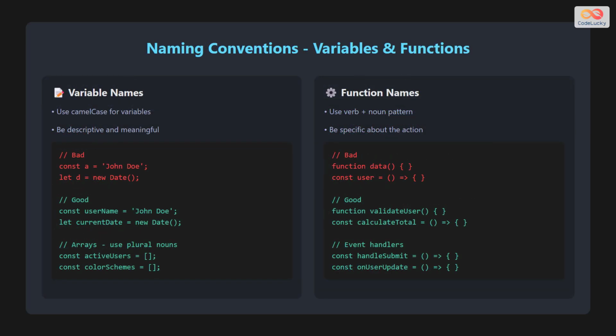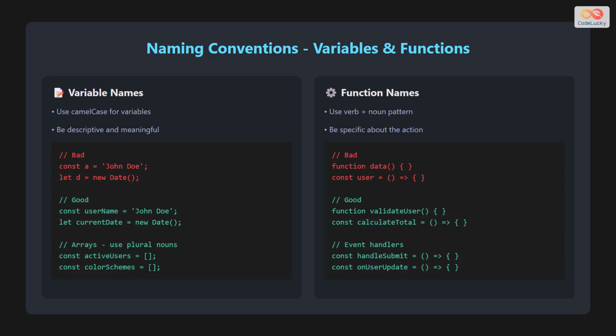Moving on to naming conventions, let's start with variable names. It's essential to use camelCase for variables. Always ensure your variable names are descriptive and meaningful, making the code easier to understand. When working with arrays, use plural nouns. For example, activeUsers instead of user or colorSchemes instead of color.